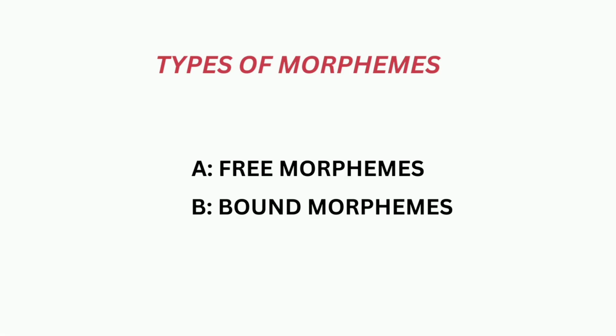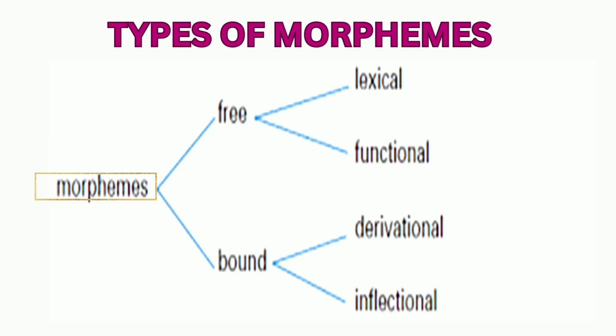Okay, coming to the main part. Types of morpheme. Broadly speaking, morphemes are divided into 2 kinds: free morphemes and bound morphemes. And then they are further divided into their own categories. See this diagram. Free morphemes have lexical and functional categories, and bound morphemes have derivational and inflectional categories. Now, we are going to discuss all of them in detail one by one along with examples.